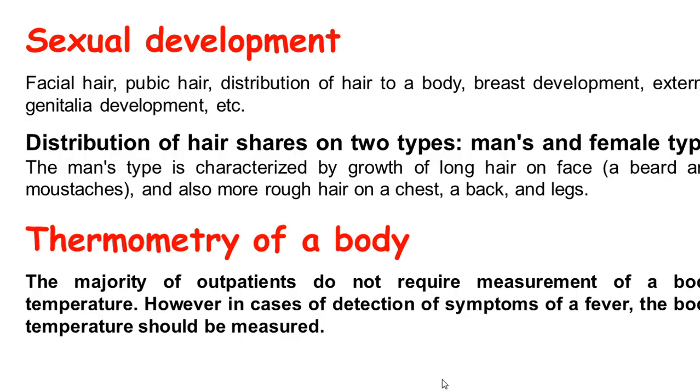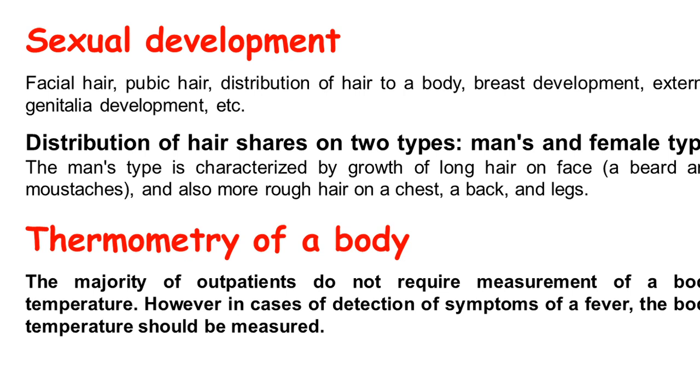Assessing sexual development. Sexual development is assessed by assessing the distribution of hair, which falls into two types, male and female. The male type is characterized by growth of long hair on the face, beard and mustache, and also coarser hair on the chest, back and legs.